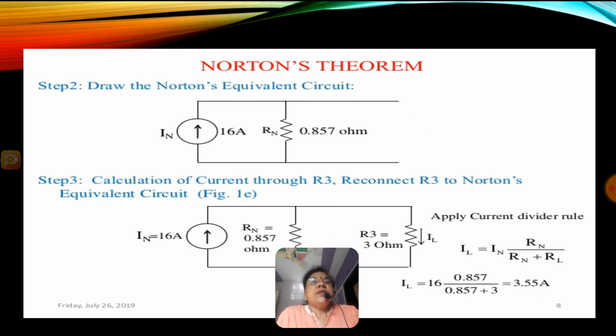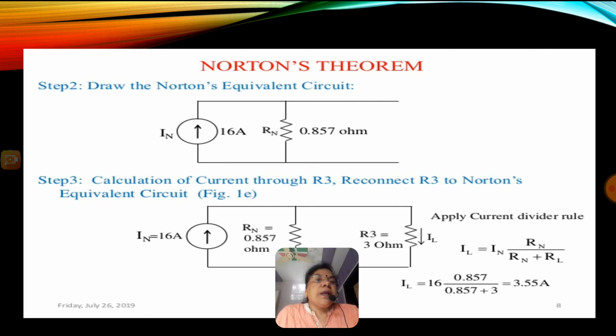Now what is the third step? You want to draw the Norton's equivalent circuit. So I got 16 ampere as IN, and Rn is 0.857 as you calculated previously. The final step is to find out the current through the 3 ohm resistor, that is R3. For that purpose, again I have to replace A and B. I have to put R3 equal to 3 ohm in between A and B. So now you get this type of circuit.